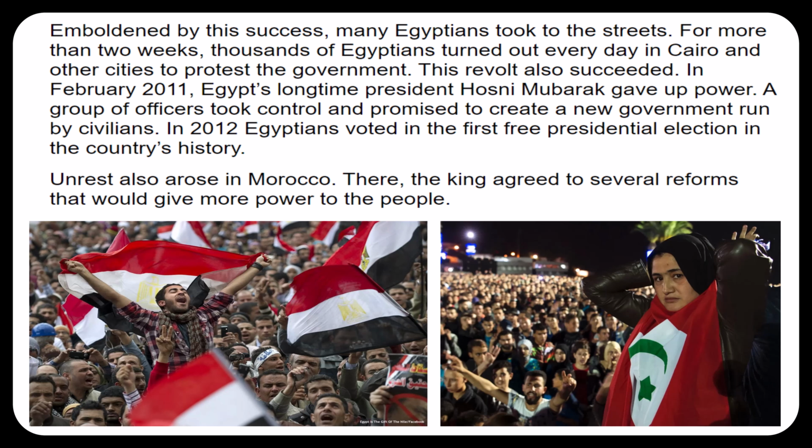Emboldened by this success, many Egyptians took to the streets. For more than 2 weeks, thousands of Egyptians turned out every day in Cairo and other cities to protest the government. This revolt also succeeded. In February 2011, Egypt's longtime president Hosni Mubarak gave up power. A group of officers took control and promised to create a new government run by civilians. In 2012, Egyptians voted in the first free presidential election in the country's history.